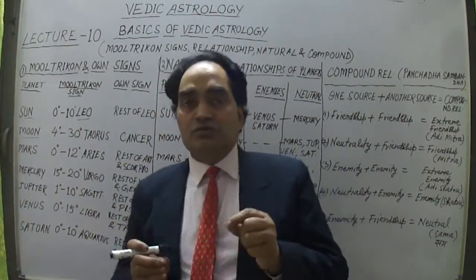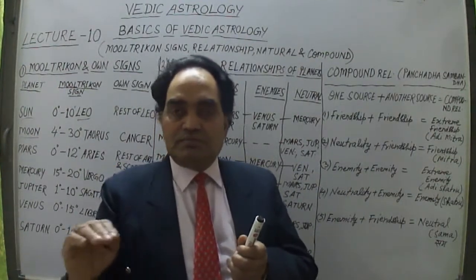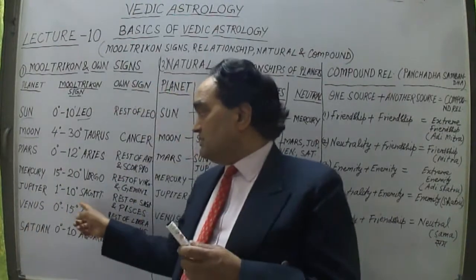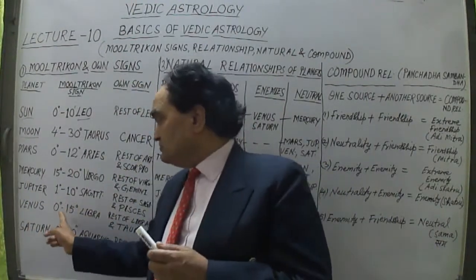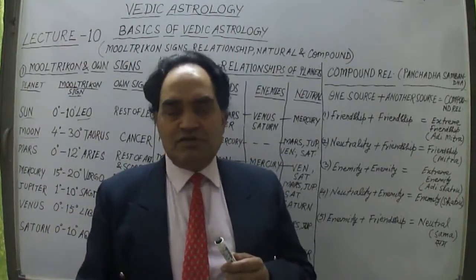So please note down that if you want accuracy in your prediction, then pay attention to these degrees. The planet Venus is more active, having its Mooltrikon sign from 0 degree to 15 degree in the Libra sign. Libra sign is lorded by Venus.